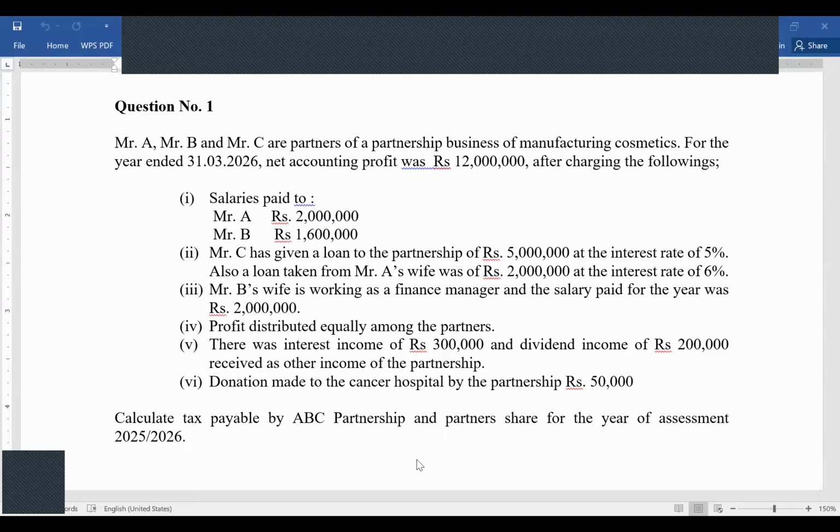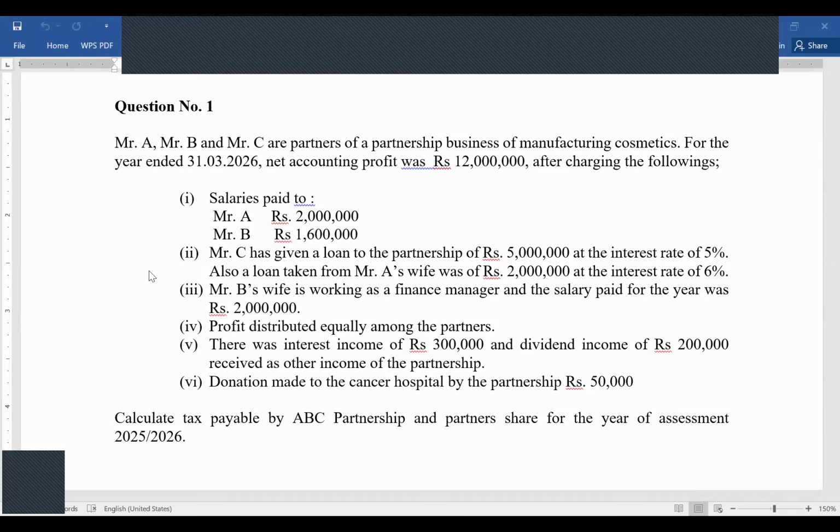So now you have to calculate the tax liability of this partnership and partners' share for the year of assessment. Then after that we can calculate the partners' tax liability as well. So this is how we are giving some questions for you to do the calculations. Salaries paid to A and B and loans given by the partner are the main particulars given in this question.